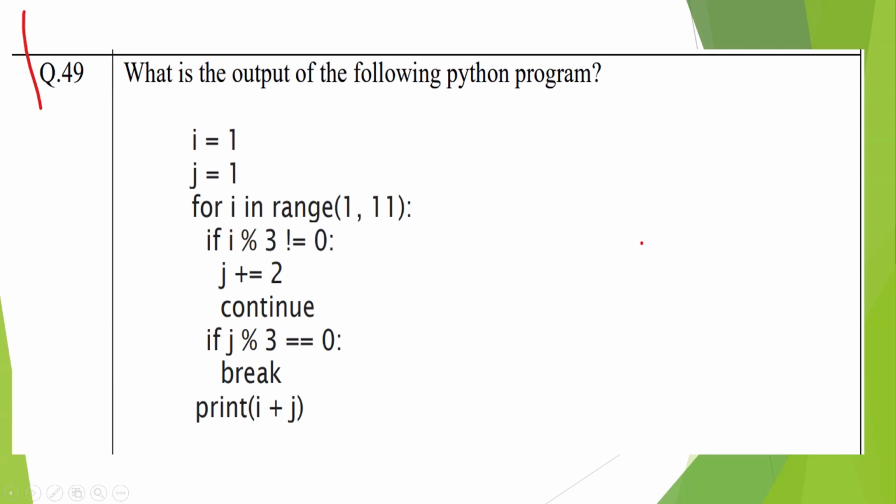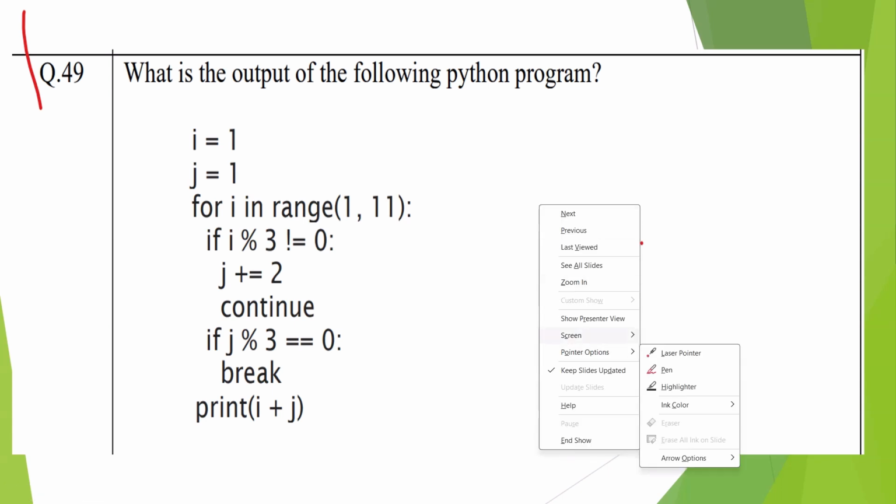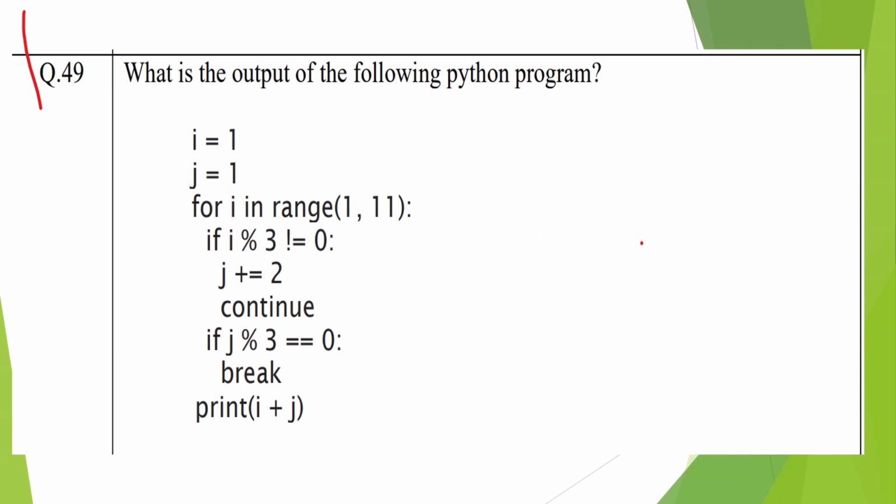See, this is your second question from the Python program. Here i is equal to 1, j is equal to 1, for i in range 1 to 11. If i modulus 3 does not equal 0 — what is the meaning of modulus 3? It means if we divide the value in i by 3, we get the remainder. If the remainder is not equal to 0, we have to increment the value of j by 2 and continue the program. If j modulus 3 equals 0, at that time we break our program and then we print i plus j.